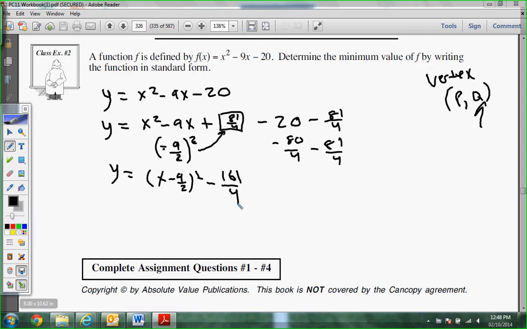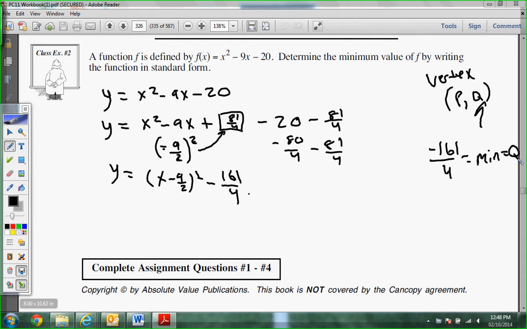Okay, what's my Q? It's right there for us to see. Say that again? No, that's my P. My P is 9 halves. Negative 161 over 4 is your minimum. Okay? 9 halves would be your P, though. Okay?